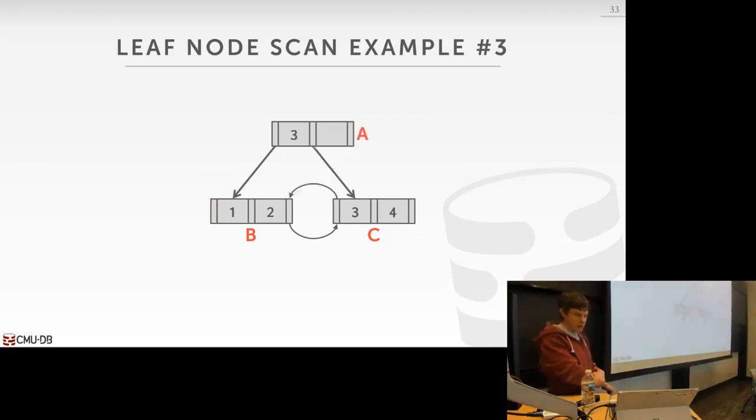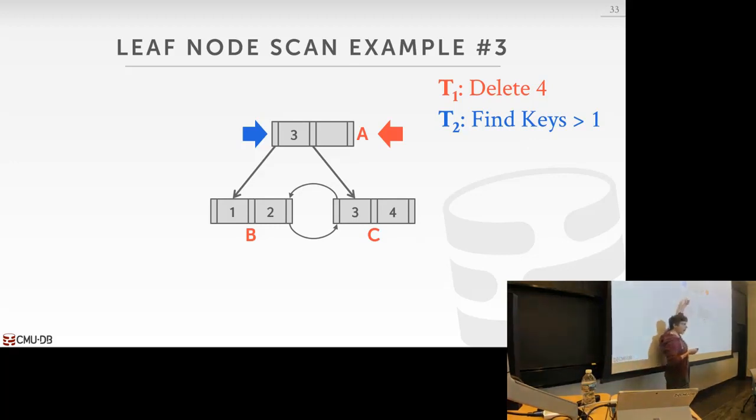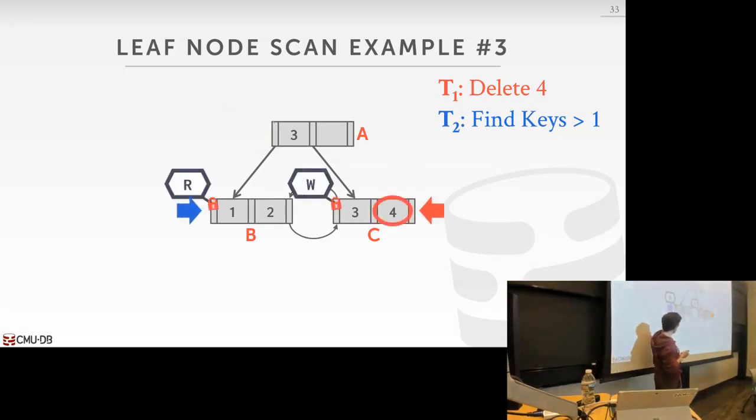So let's talk about now when we have writes. Thread one wants to delete four, and thread two wants to find all keys greater than one. At the very beginning, they can both get the read latch on A, because we're using the optimistic latch coupling technique, or latch crabbing, where at my root, I always acquire the read latch and only get the write latch on the child node. So at the very beginning, they both have a read latch, that's fine. Then they both go down here. Thread two gets the read latch on B, and thread one gets the write latch on C, because that's the entry that it wants to delete.